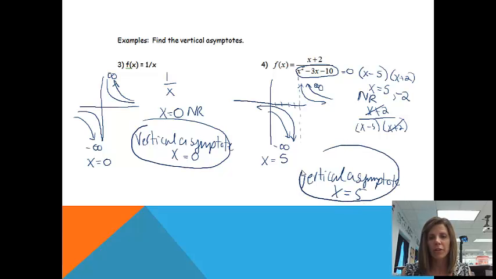So in either case, we get the same answer. It just depends on whether you are allowed to use your calculator or not. So now you should hopefully be able to find the vertical asymptote of a function.